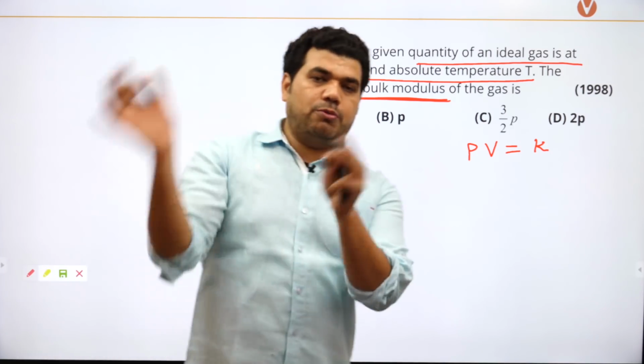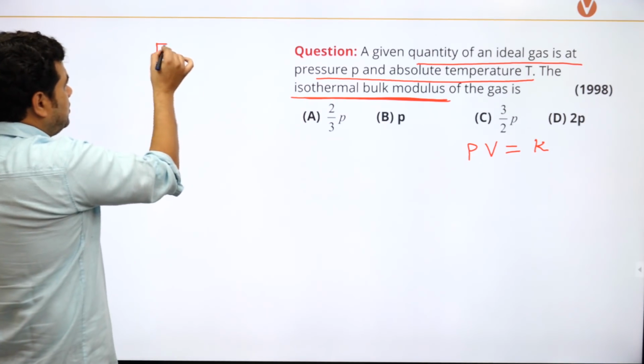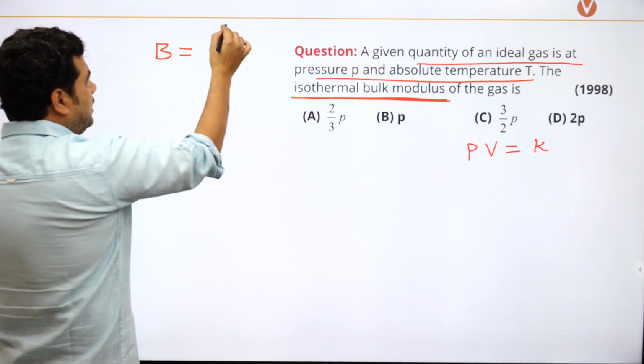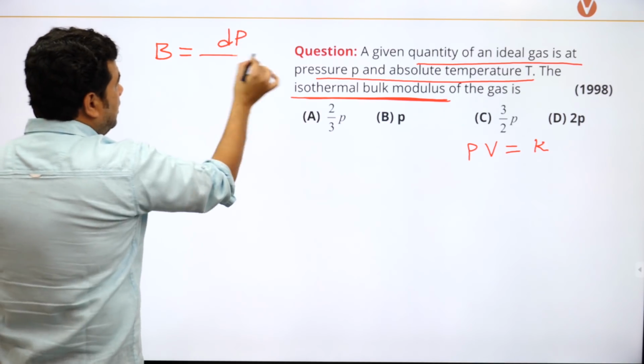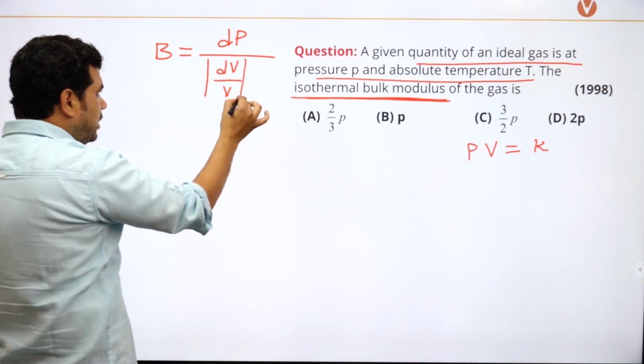Bulk modulus क्या है? फॉर्मूला भी हम लोग ने पहले देखा था. क्या फॉर्मूला देखा था? Bulk modulus का फॉर्मूला क्या था अपने पास? Bulk modulus B is equal to dP divided by mod of dV upon V.